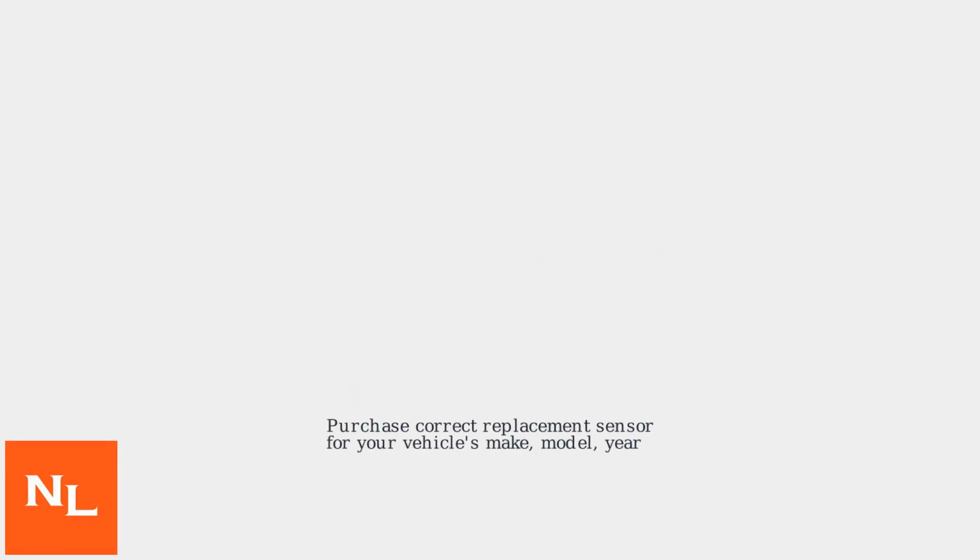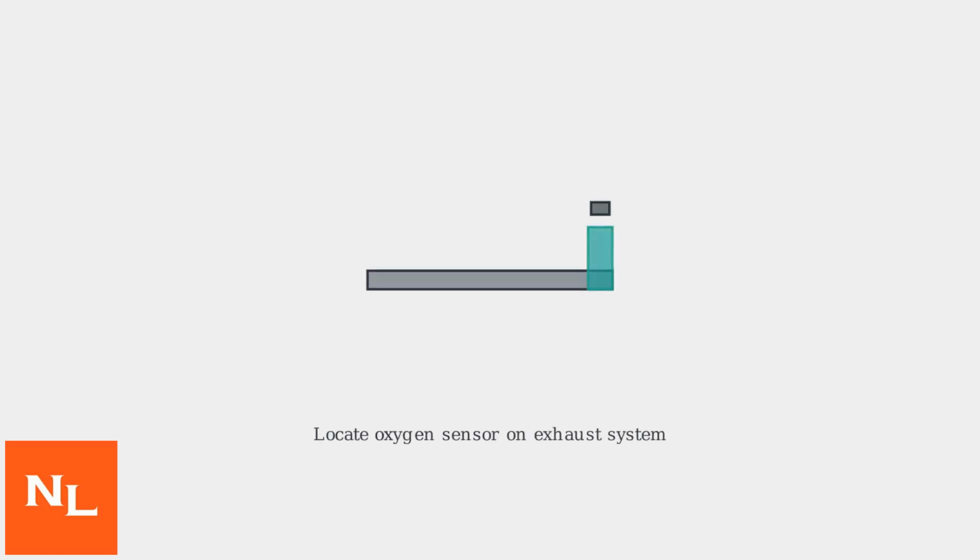If the oxygen sensor itself is faulty, replacement is necessary. First, ensure you purchase the correct replacement sensor for your vehicle's make, model, and year. Disconnect the vehicle battery to prevent electrical issues during replacement. Locate the oxygen sensor on the exhaust system. It is typically threaded into the exhaust pipe.